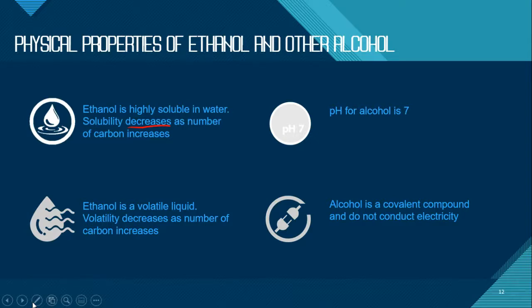So you just need to know the trend. You don't have to memorize each member. I mean, you don't have to memorize the boiling point. You just need to see the trend. So basically, in physical properties, you just need to know the trend.